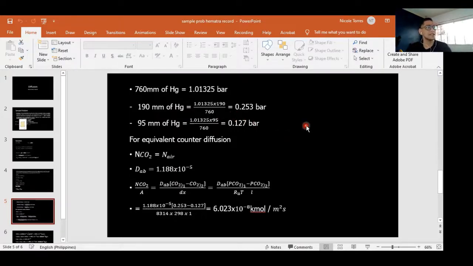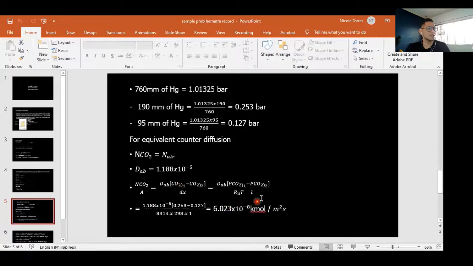It is the same process for the second, but the given is different. So we replaced the value above with 95, and the answer would be 0.127 bar. Here is the counter diffusion I mentioned, where the molar flux of CO2 is equal to that of air. So we need to find the diffusion coefficient. DAB is equal to 1.88 times 10 raised to negative 5.